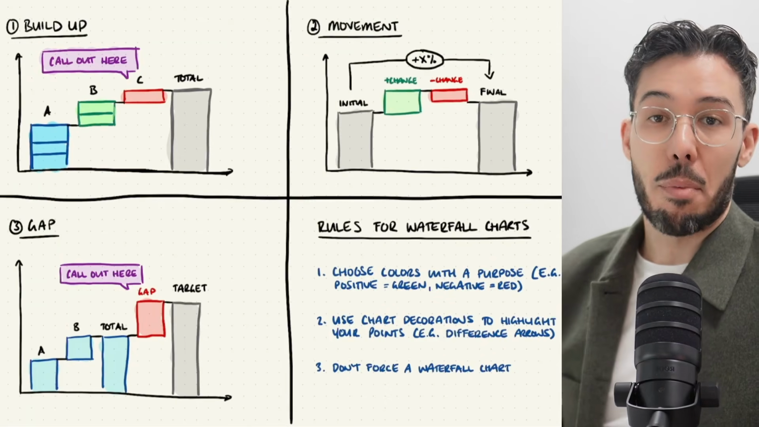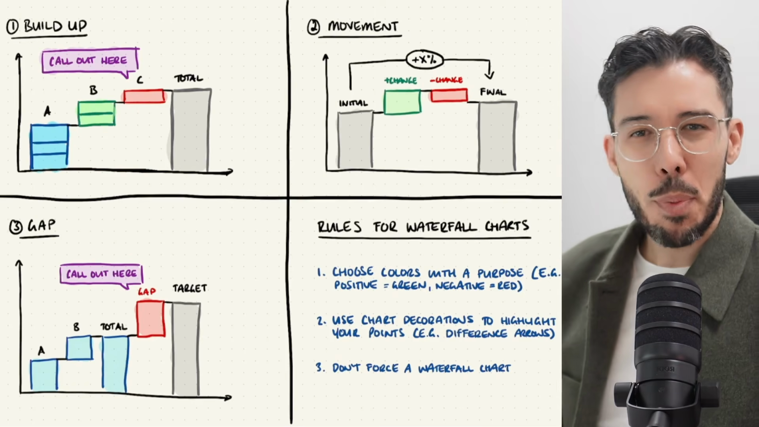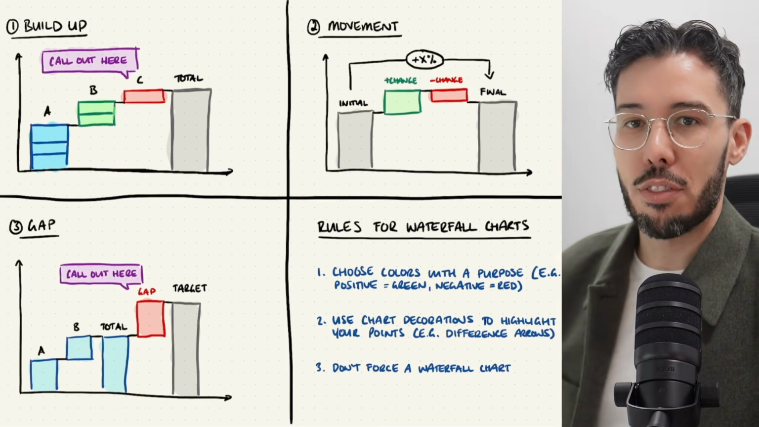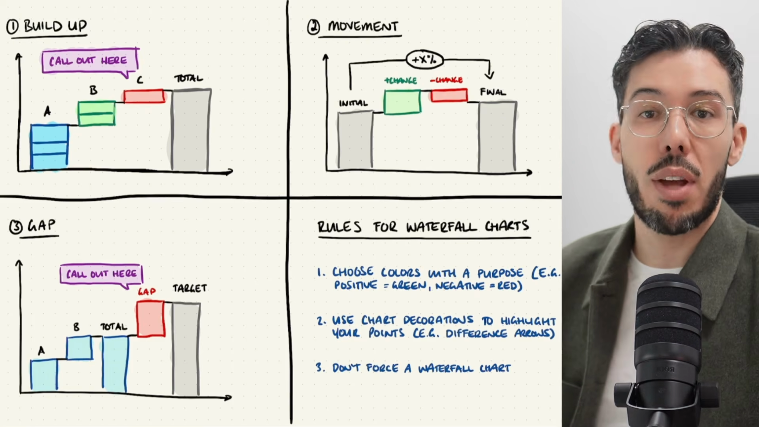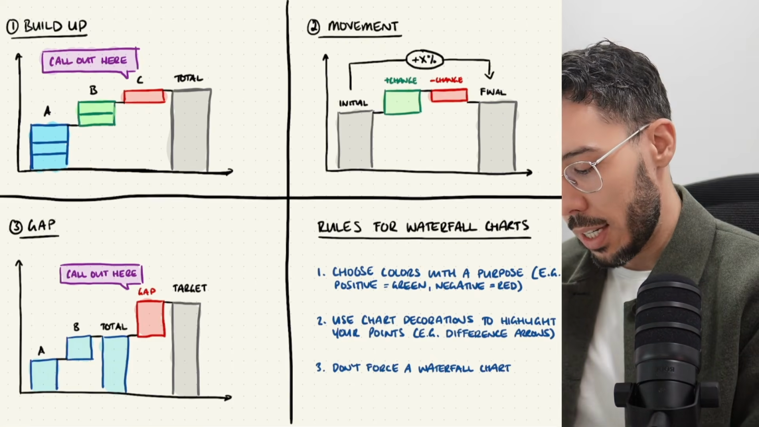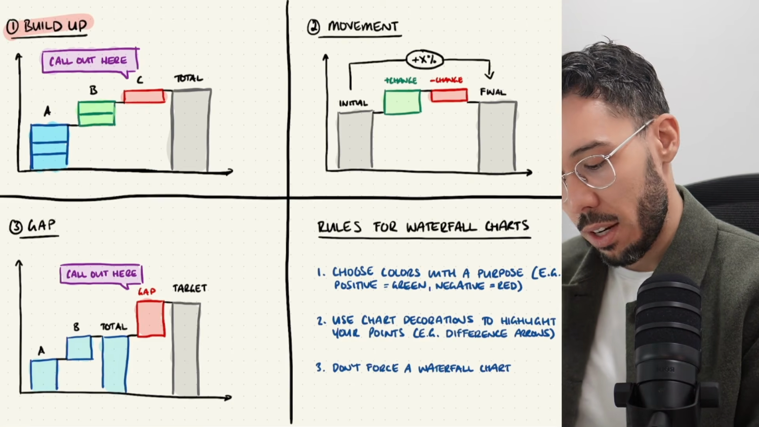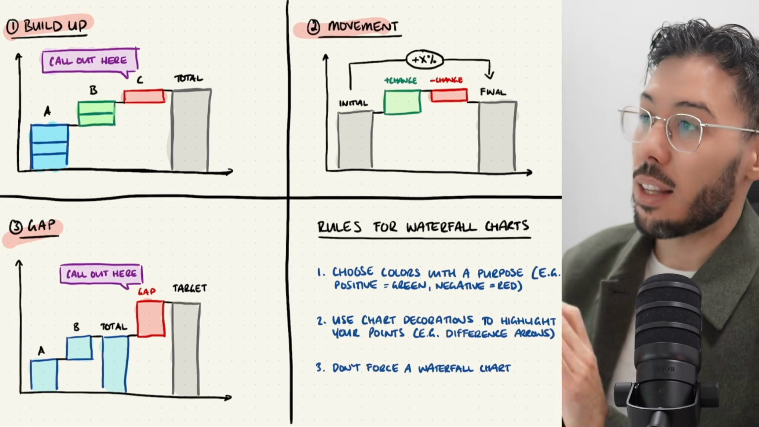Waterfall charts are some of the most powerful charts that you can use in any presentation, but most people use them wrong. So I'm going to simplify waterfall charts in this quick tip and talk about the three different types and also how you should use them. So we'll talk about the three, which are one is a build-up waterfall chart, then movement, then gap. They're the three types.